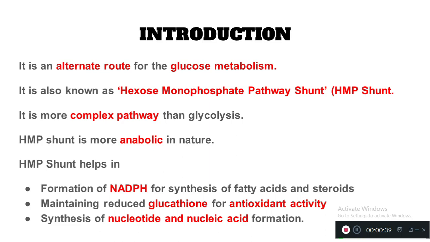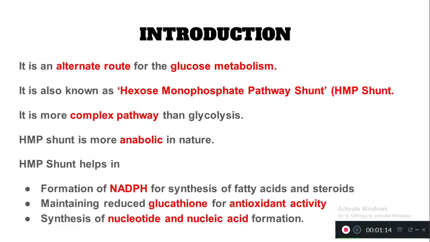So the pentose phosphate pathway is an alternate metabolism to glucose, and it is also known as the HMP shunt, and it is a more complex pathway than glycolysis. Glycolysis, when you study, you might feel very easy because the steps are clear, but in the HMP shunt pathway, the steps are very complicated. So it is a complicated pathway. HMP shunt is more anabolic in nature, and HMP shunt helps in three ways.